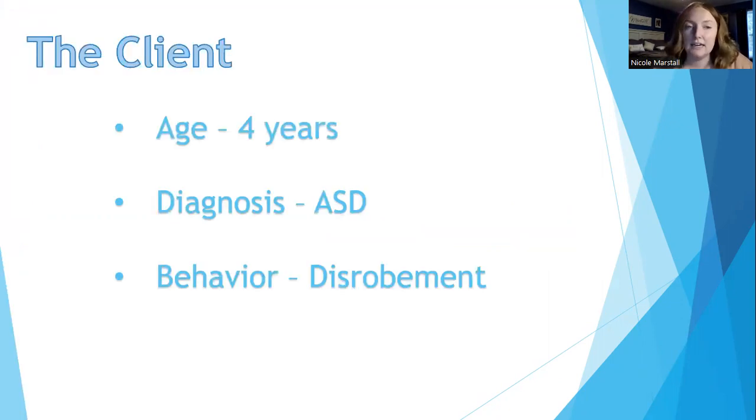The client for this case study is a 4-year-old male with a diagnosis of autism spectrum disorder. The problem behavior we will be discussing today is disrobement of shoes specifically. Disrobement of shoes was defined as using hands or feet to remove one or both shoes off of one's own foot. An example of this would be grabbing the back of the shoes and pulling them down to remove the shoe from the foot. A non-example would be accidentally stepping on the back of one's foot while walking or running and the shoe coming off accidentally.